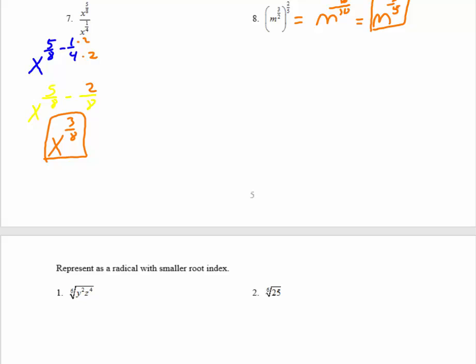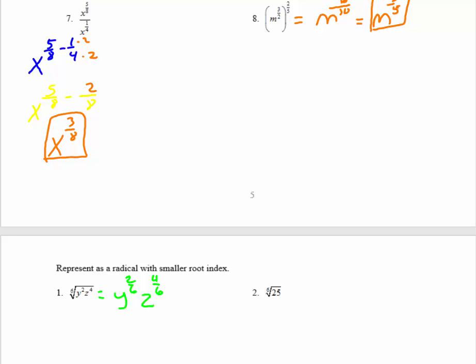It says represent as a radical with a smaller root index. Number 1 has the 6th root of y squared z to the 4th. In radical form, we're stuck. There's nothing we can do with that. Power divided by index does not work because we don't have enough. But what if we change it into fractional form? So we end up with y to the 2/6 times z to the 4/6.